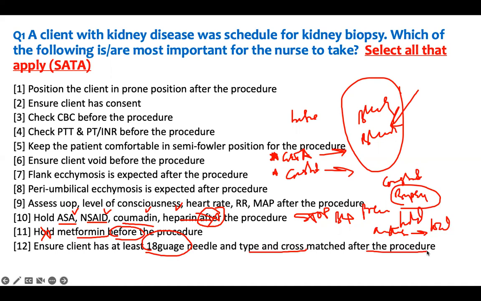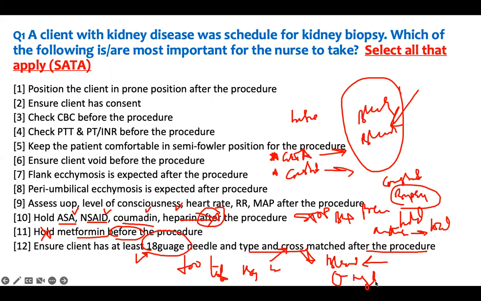Ensure client has at least 18 gauge needle and type and cross match after the procedure. Guess what? You're taking action to prevent bleeding before the procedure and after the procedure. Putting 18 gauge in and getting type and cross match after the procedure is too late. That is you not paying attention. We want you to have 18 gauge in before the procedure and then type and cross them so that we have blood available for them. When they're bleeding, we give it to them right away. You don't want to wait until they're bleeding before you start to give them O negative blood. No, that's not a smart move.